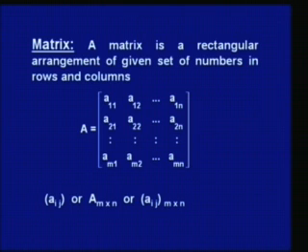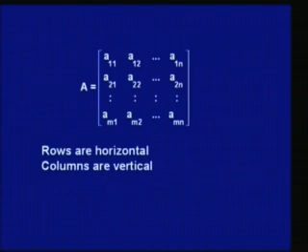The matrix is enclosed in square brackets. We denote it by capital letter A. We give another notation as Aij for the matrix. Sometimes we use it as A m by n, or we also write it as Aij m into n. The rows are horizontal and are placed one below the other, while columns are vertical and they are placed side by side.